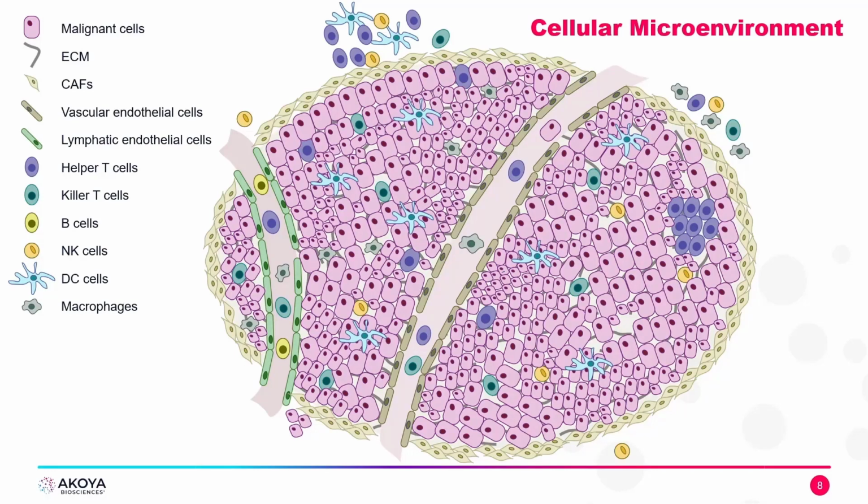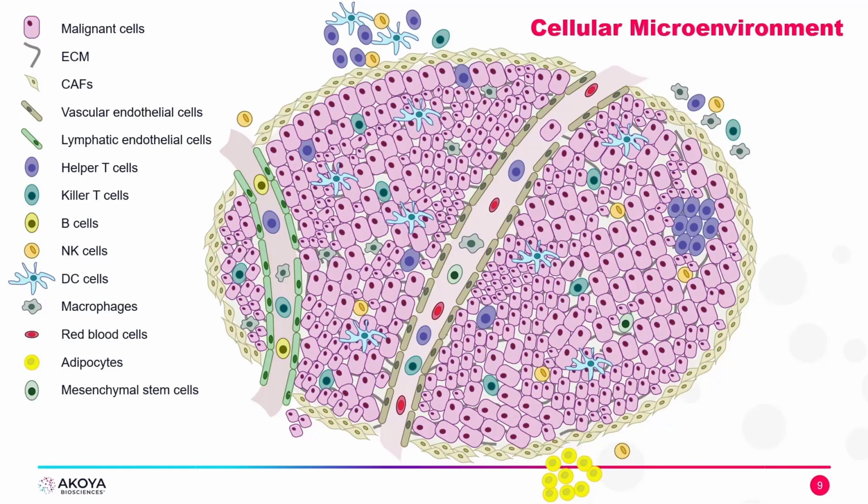A whole host of different immune cells, represented here by helper T cells, killer T cells, B cells, NK cells, dendritic cells, and macrophages, and other cells that reside in many tissue compartments, such as red blood cells, adipocytes, and mesenchymal stem cells. While this image is an extremely simplified view of the microenvironment, we can already observe 14 distinct cellular phenotypes, and we don't know how many other cell types, including rare cells that have yet to be identified, may be missing in this diagram.